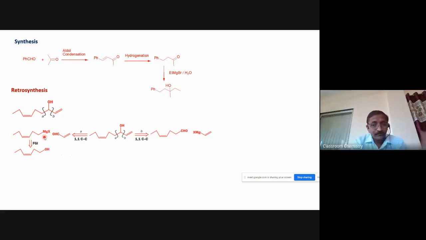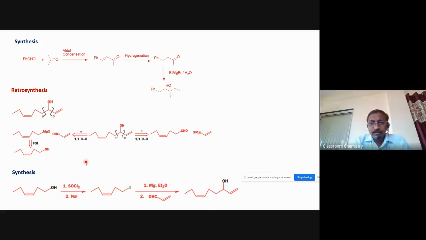Again, this Grignard reagent is obtained from a halogen, and this CH2CH2OH is obtained from hydroxyl. So in this case, when this hydroxyl group undergoes halogenation by using thionyl chloride or thionyl bromide, along with sodium iodide, we can get the iodide, then it reacts with magnesium to form the Grignard reagent, followed by reaction with the aldehyde, because the alpha beta unsaturated aldehyde is there, and that gives the corresponding target molecule. So in this way we can get the target molecule.